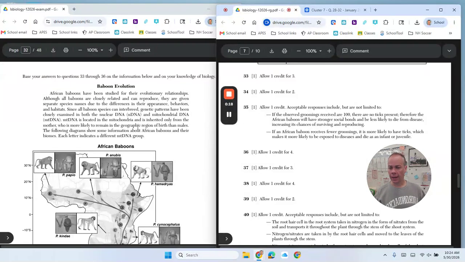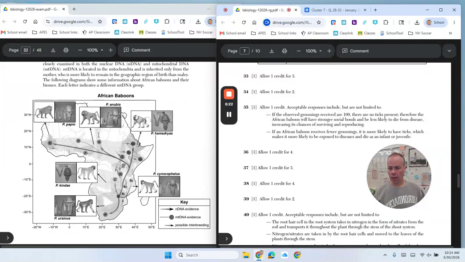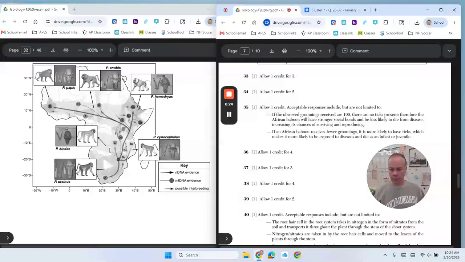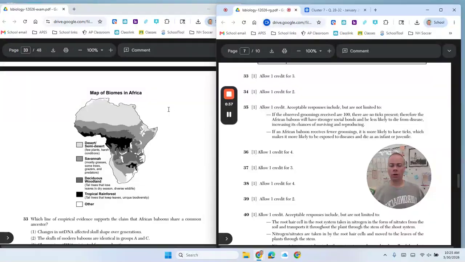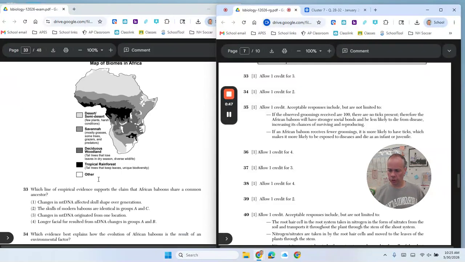It has a long reading passage about the DNA evidence used to create this map. It shows a map of Africa, where these different baboon species are, where they migrated to, where they live, etc. So you really need to use this information extensively to answer the questions in this cluster. You also have a map of the biomes of Africa, the desert, savanna, deciduous woodland, etc. It also tells you a little bit about what these biomes are like. So that's important as well.